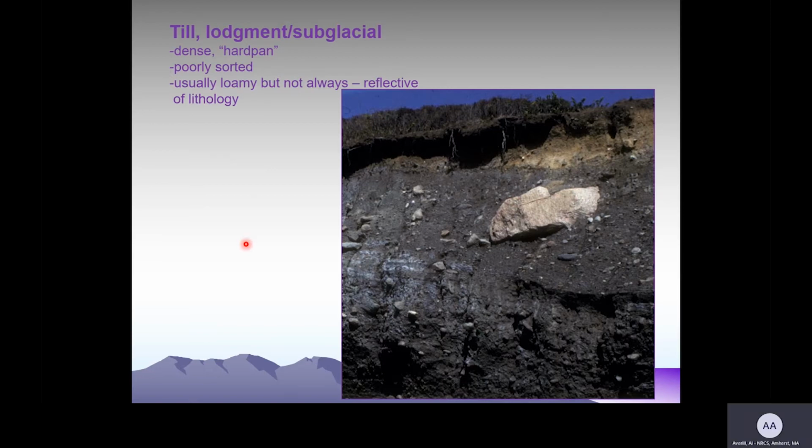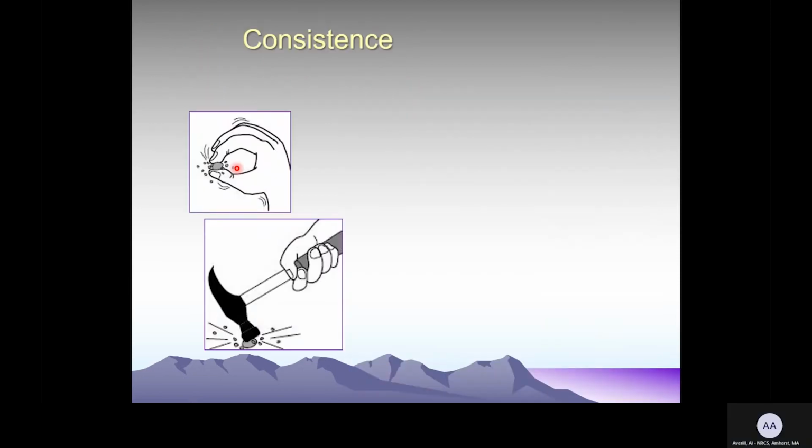It's fairly, again, poorly sorted, mixed up material. It's usually loamy, but not always. Now, we'll talk about what loamy means in a minute here. It refers to the texture, and I'll get into it a little bit more. But it tends to be not real high in clay and not real sandy, although sometimes it is. But generally, it tends to be a loamy material. I said that it was fairly dense. It has a very firm consistence, and I just want to step back for a second here and talk about what we mean by consistence.